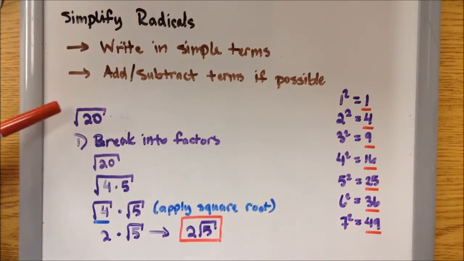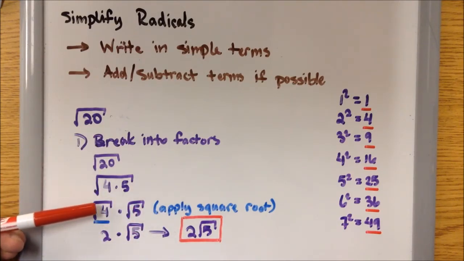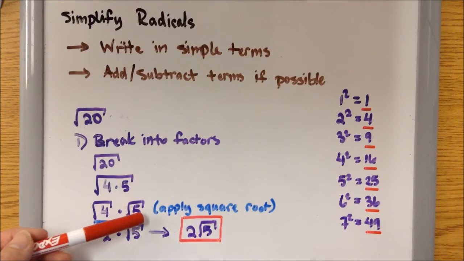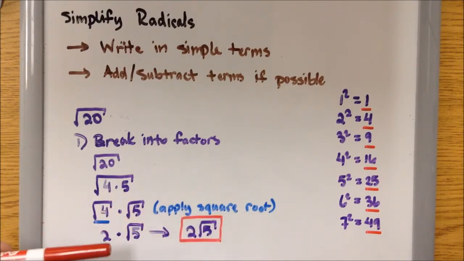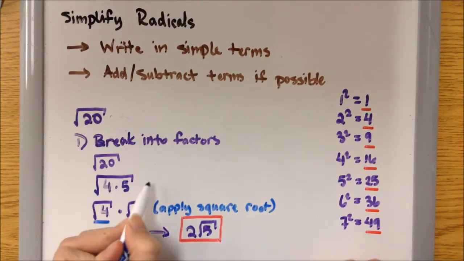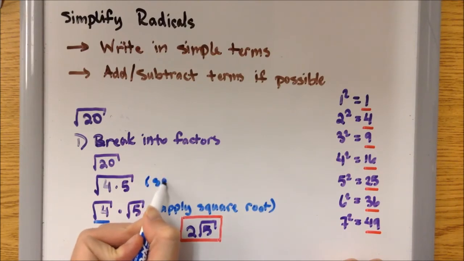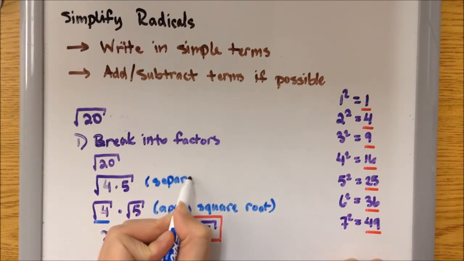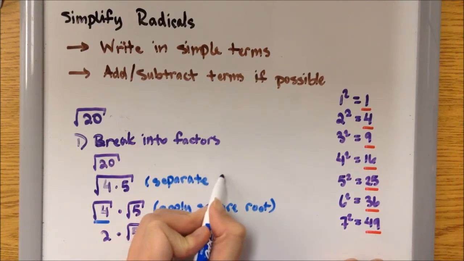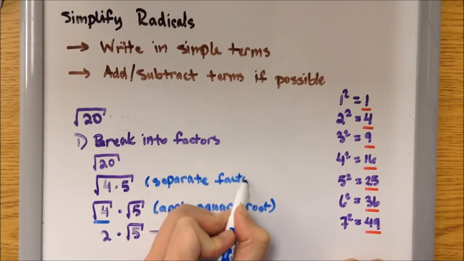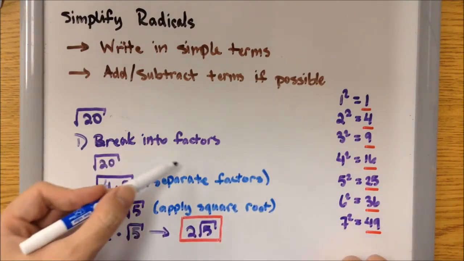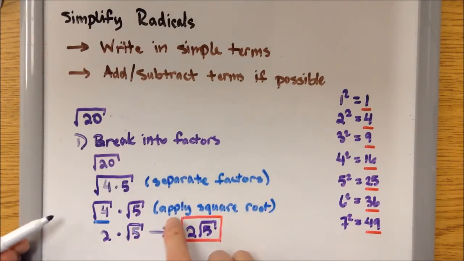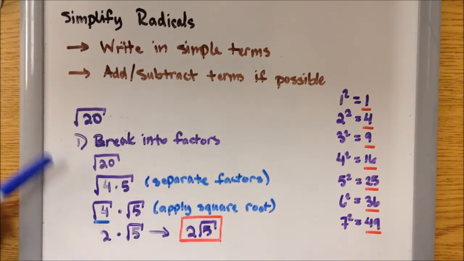Now, when we're dealing with simplifying square roots, step 1 is break into factors, and then once you break it down, basically separate and then apply square root. So those basically are the steps. So step 1, break into factors. Step 2, separate factors. Step 3, apply square root. So here are the steps on simplifying square root of 20.